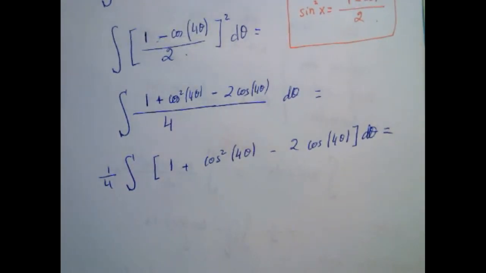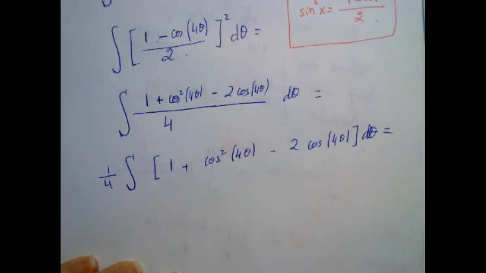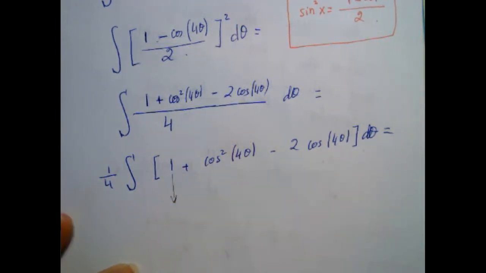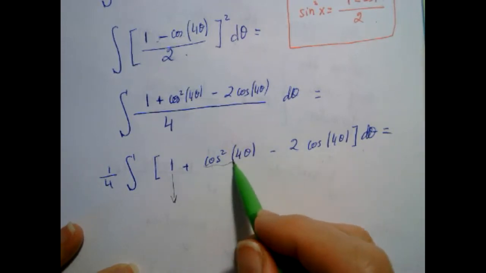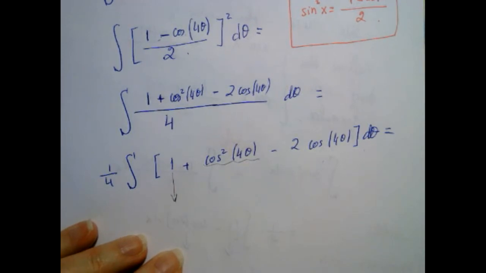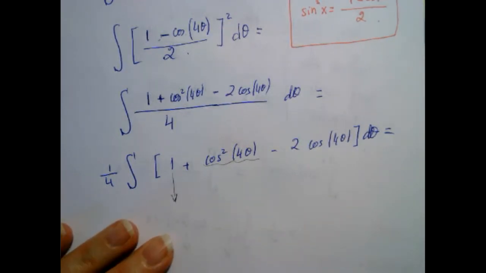Now, how can I finish? I go through each term and ask myself, easy or hard. So 1, do we know the antiderivative of 1? X. Yes. Cosine square theta, do we know its antiderivative? Do we have the tool to find it? You have to isolate it, right? How can I isolate it?